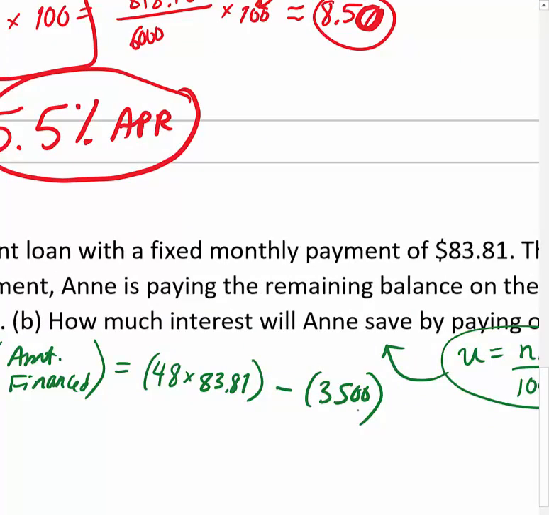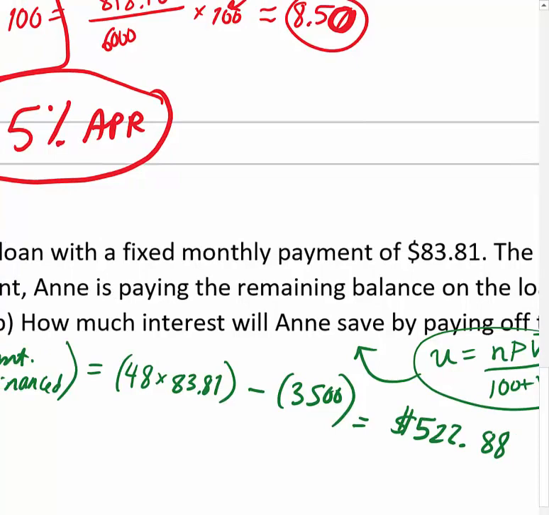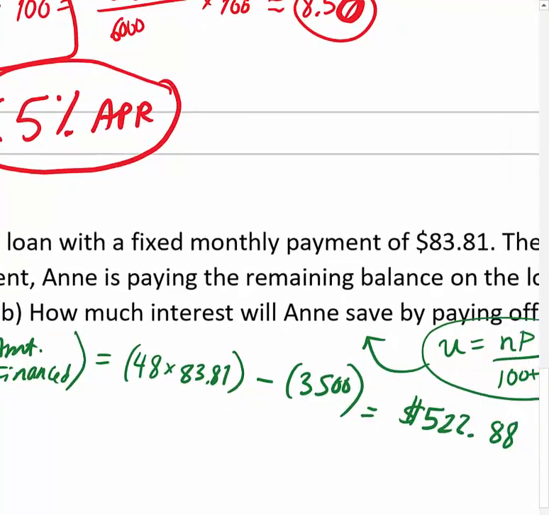Okay, so if you multiply those and then subtract the result, you get 522.88. That's what I got anyway. So we're not quite there yet. We're just trying to build up to the APR.